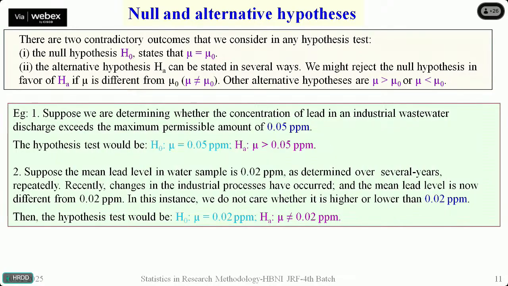From this example, all of you will be able to understand what we discussed in the previous slide. For example, if we are determining whether the concentration of lead in industrial water is exceeding a limit of 0.05 ppm, exceeding is always on the higher side. So it represents an upper tail distribution. The alternative hypothesis will be that mu is greater than mu 0, here 0.05 ppm.